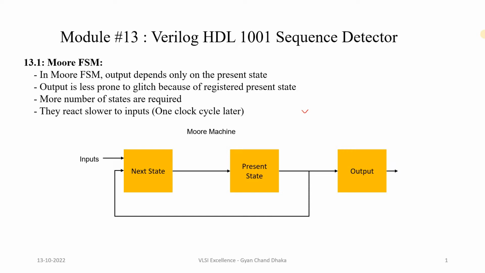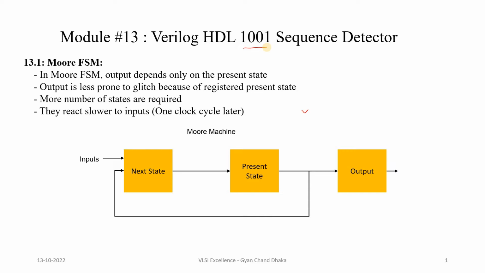In this module, we are going to take one example of a sequence detector, which is the 1001 sequence detector, and we are going to implement the state diagram and the Verilog HDL code for this 1001 sequence detector in both Moore type of FSM and Mealy type of FSM. If you have not gone through part 1 of module 13, I would recommend you first go through that module so that it would be easy to understand the 1001 sequence detector which we are going to discuss in this particular module. So now let's get started.